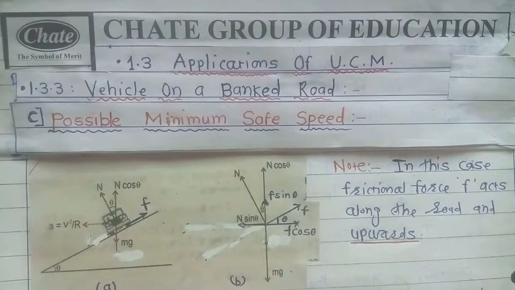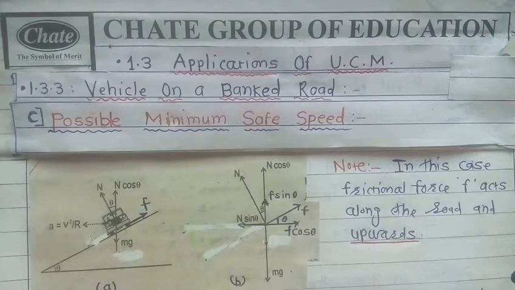In the last case, when we derived the expression for maximum safe speed, when the vehicle moves with maximum speed, it skids away from the center and therefore frictional force acts in the downward direction. In this case, when the vehicle moves with minimum speed, it has a tendency to skid downward and therefore frictional force acts opposite to it, that is upward.